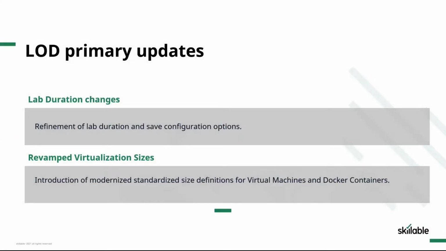So maybe the big one, which has been the biggest conversation, is the fact that we've made a change to the way the lab durations technology works. And one of the things that's really important before we dig into that, and also with the revamped virtualization sizes, is that as Skillable, we see ourselves as a cloud provider that provides a self-service infrastructure for people to develop lab-based solutions using infrastructure as a service, or potentially using some platform as a service with technologies like containers. So that's how we position ourselves.